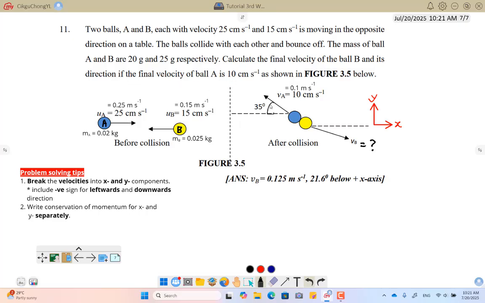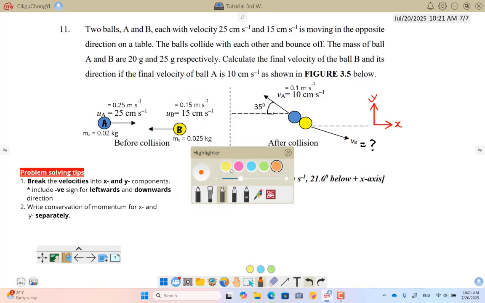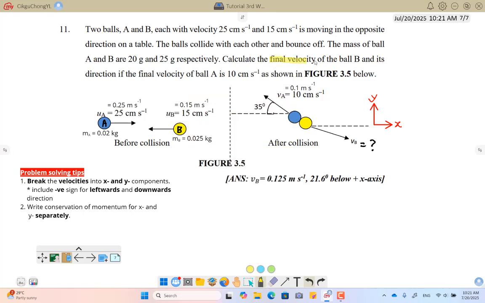If the final velocity for ball A after collision is 10 centimeter per second, change it to meter per second, it will be 0.1 meter per second. So if after collision ball A moves off at 0.1 meter per second at an angle 35 degrees in this direction, so we need to calculate what is the final velocity of ball B and in which direction.